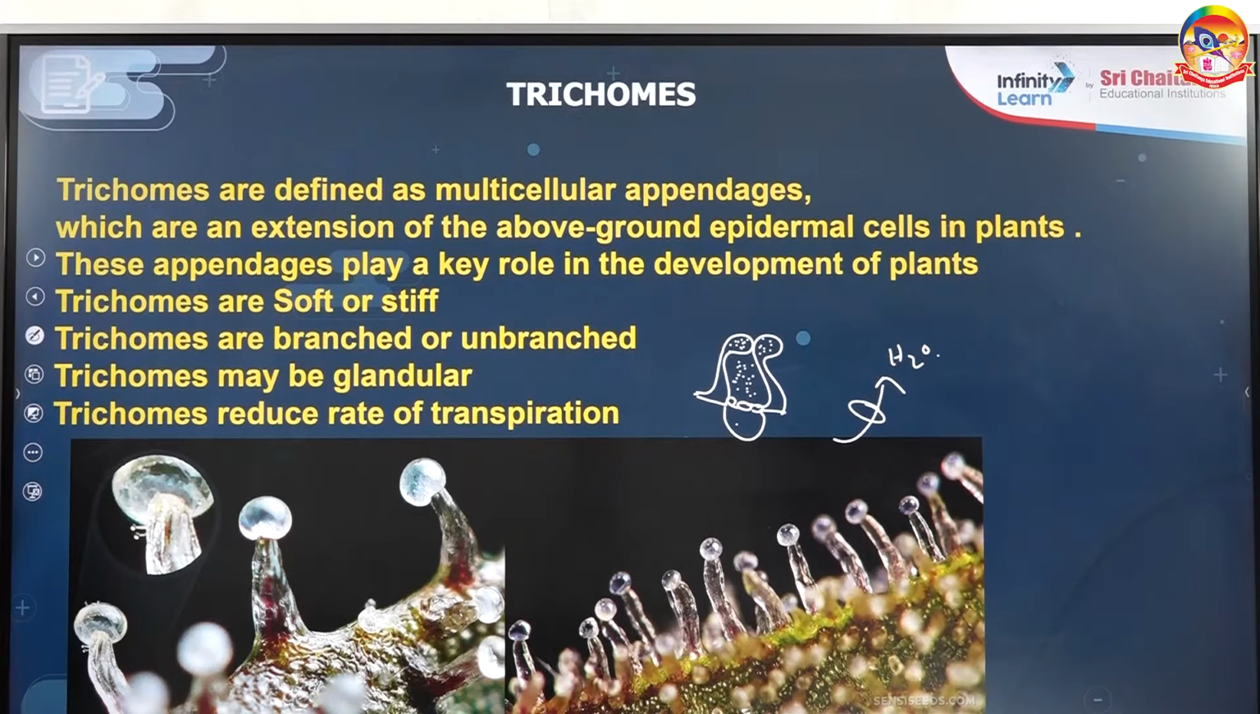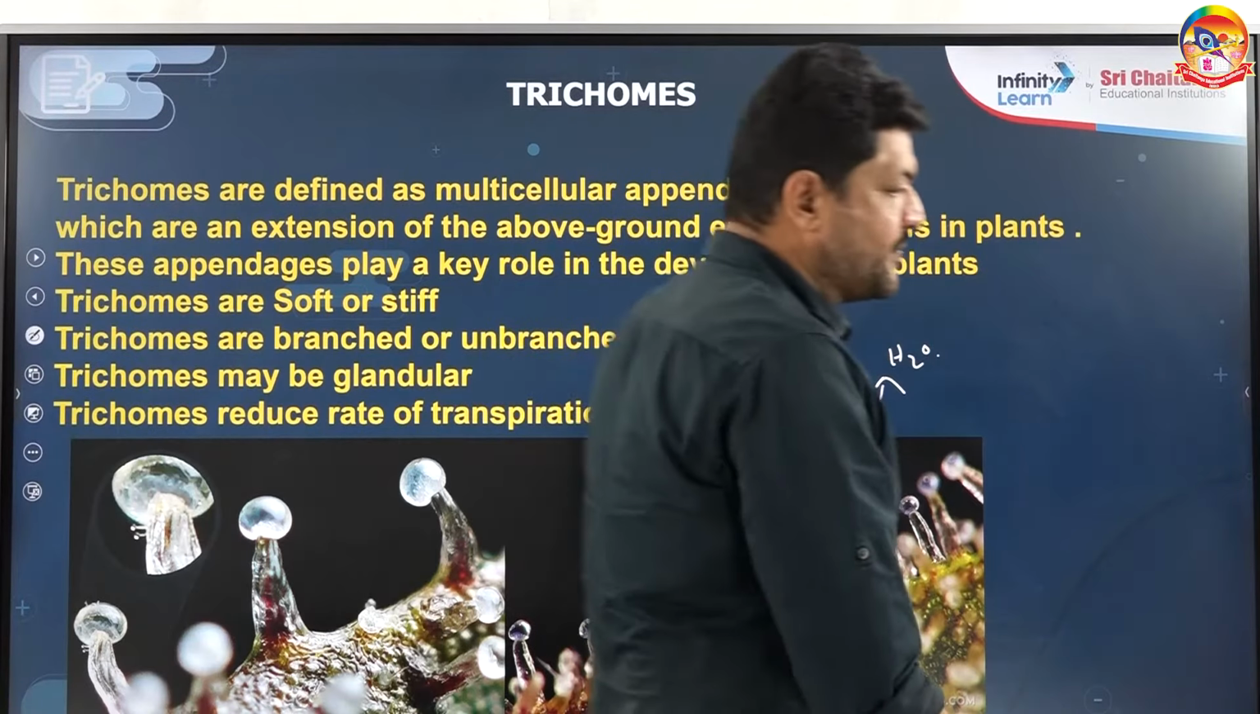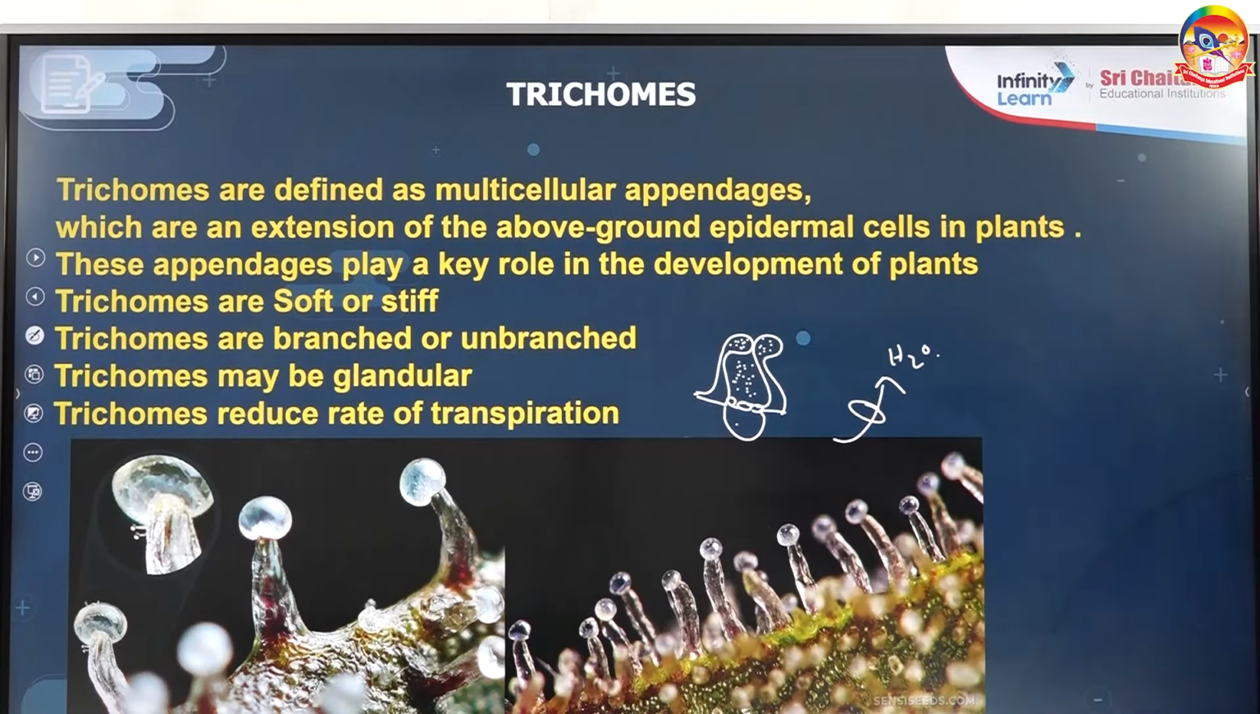Got it? Was it clear to you? Then come back here. Assertion: trichomes reduce rate of transpiration. Reason: they maintain moisture around the stomata. So A and R are true, correct explanation. Was it clear, students? Shall we go for the next slide?